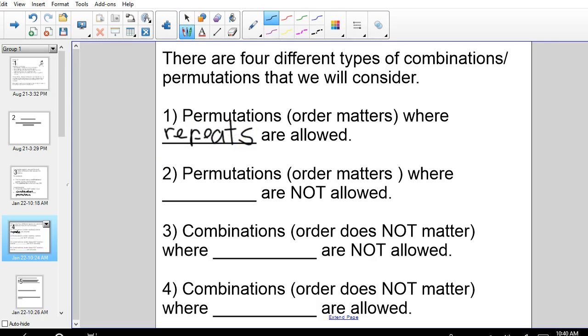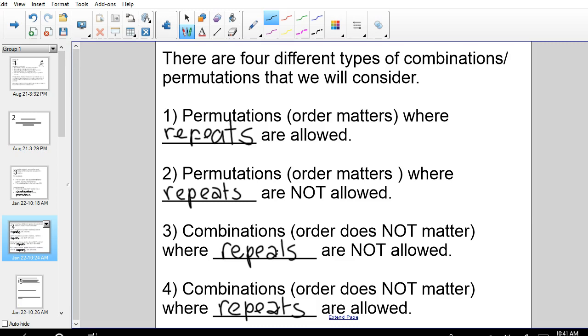are allowed. We could also have a permutation where repeats are not allowed. We could have combinations where the order doesn't matter and repeats are not allowed. And we could have combinations, order does not matter, where repeats are allowed. Okay. These 4 are in order from easiest to most difficult. So the easiest thing you can do is have a permutation where order matters and repeats are allowed.